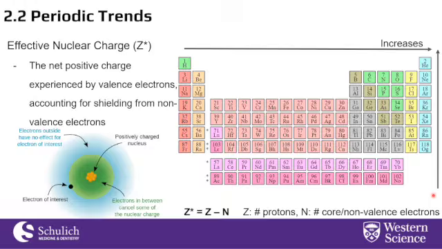We can also see that the effective nuclear charge increases going up as there are fewer core electrons to shield the valence electrons.